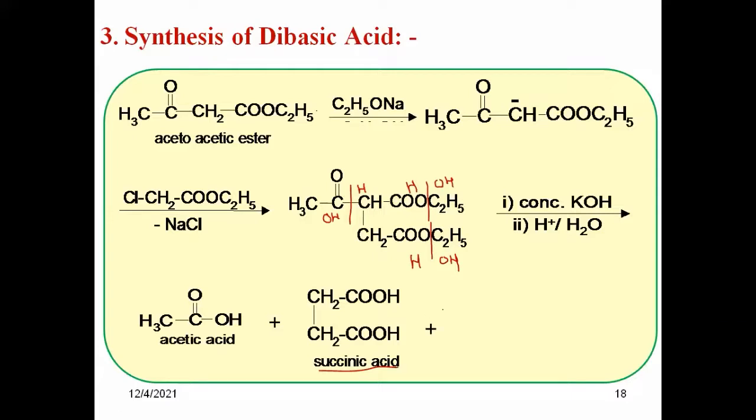And here the byproduct is two molecules of ethanol. Thus, acetoacetic ester on reaction with sodium ethoxide and ethyl chloroacetate first gives the condensed product, and on further reaction with concentrated KOH followed by acid hydrolysis, we get a mixture of two carboxylic acids. One is acetic acid and the second is succinic acid, and succinic acid is an example of a dibasic acid. Okay, this is again an interesting reaction, the synthesis of dibasic acid. Let us see the next synthetic application, synthesis of unsaturated carboxylic acid.